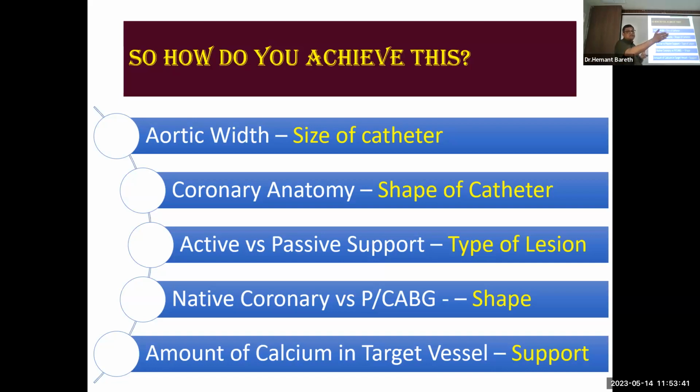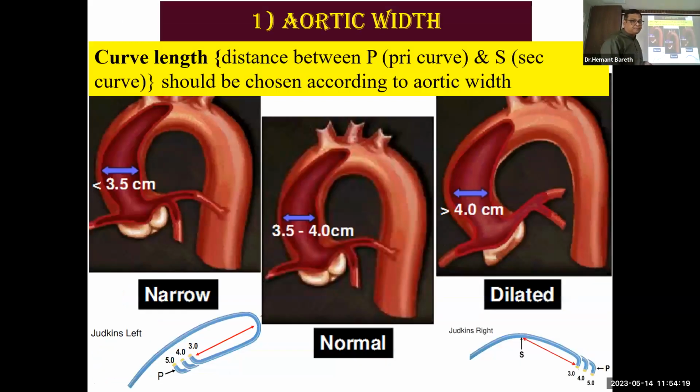And also the tip, if it sits nicely inside, then all these three things and a good theta will give you more support. So what kind of support you require in a given procedure also determines what kind of catheter you choose. And then, of course, whether it is a native vessel or a bypass graft, you use the catheter accordingly. And then, above all, the amount of calcium in the target vessel will decide how much support you require. If there is a lot of calcium, you will require more support, and so you cannot go with just a Judkins catheter. You will have to use the XB, EBU, something like that, or even an Amplatz catheter. I will come to the Amplatz catheter in a bit.